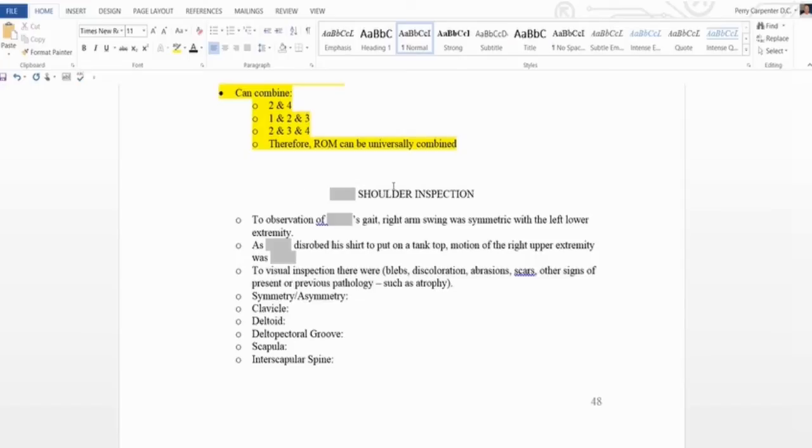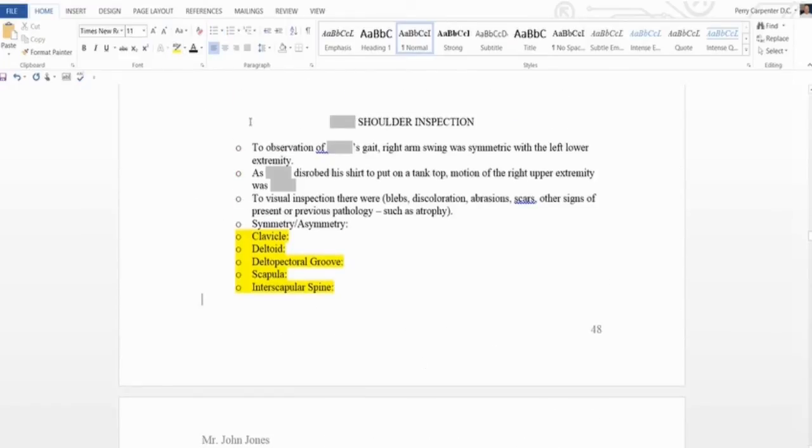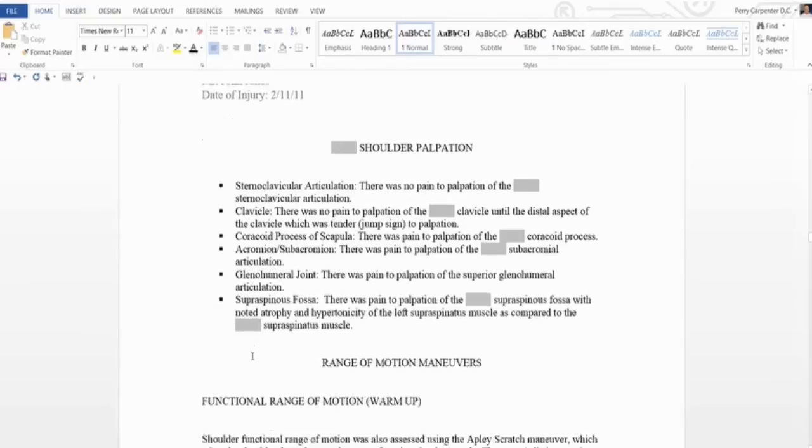And doctors, having this on your template guides your physical examination. This instructs you as the evaluator to inspect the clavicle, to inspect the deltoid, to inspect the deltopectoral groove, to inspect the scapula and the interscapular spine. Having this template in place guides your physical examination so that you hit every single high note and no stones are left unturned. We then go on to palpation. Same thing. We palpate the sternoclavicular joint. We palpate the clavicle. We palpate all the components of the shoulder.